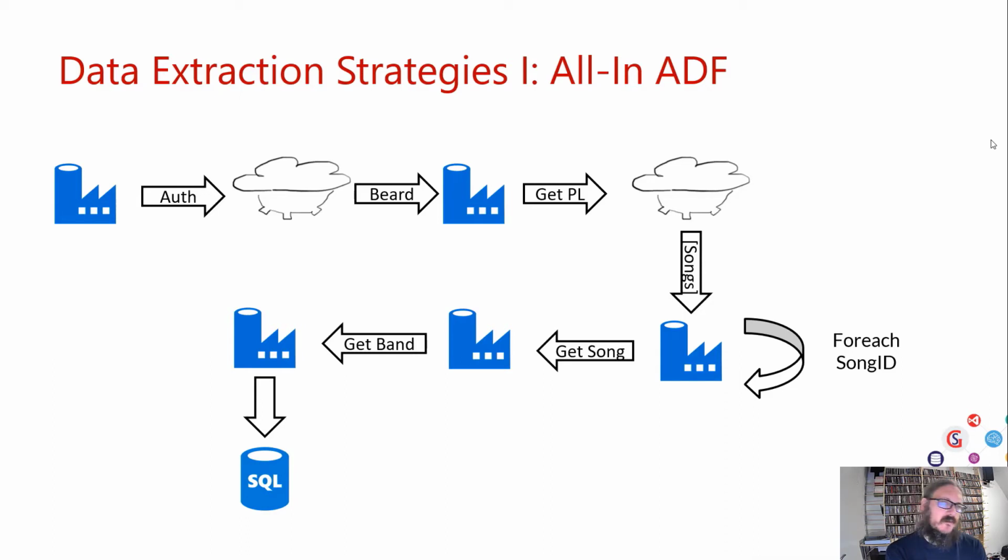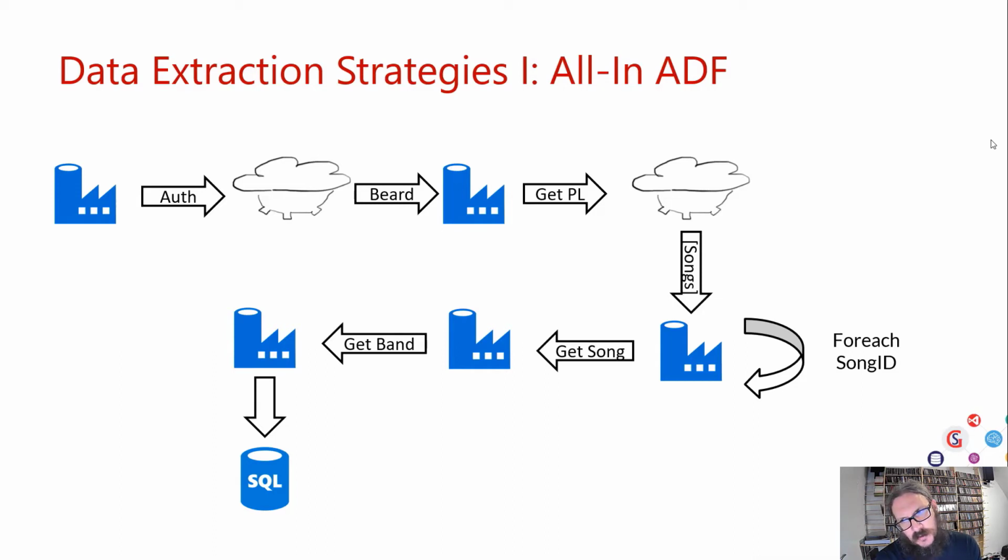But let's go through the process first. The process will be, in ADF, you have a web activity that calls the authentication endpoint with the mustache to get the goatee to assemble the beard. We'll then use that in the next request to query the playlist, which is on the top right, which will return you an array of song IDs.